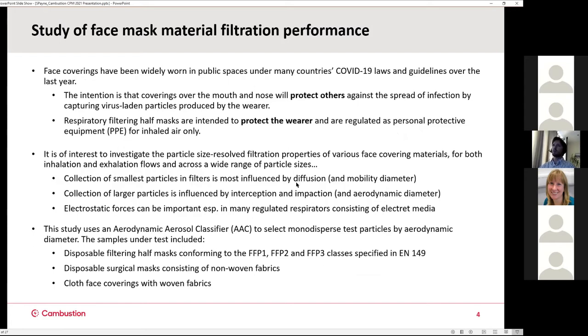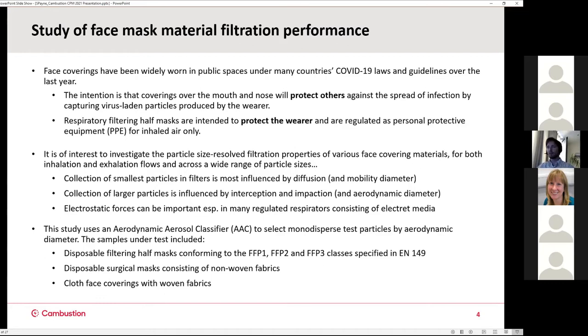So face coverings have been widely worn in public spaces under many countries' COVID-19 laws and guidelines over the last year. The intention is that the coverings will protect others rather than the wearer against the spread of infection, so the focus there is very much on filtering the exhaled flow. In contrast, the masks that are regulated are intended to protect the wearer. So it's of interest to investigate the particle size resolved filtration properties for various face coverings for both inhalation and exhalation flows and across a wide range of sizes.